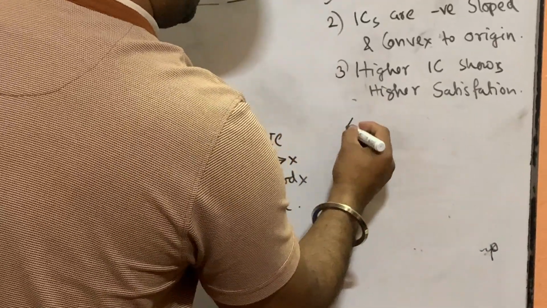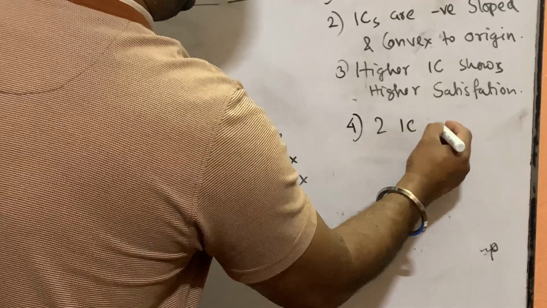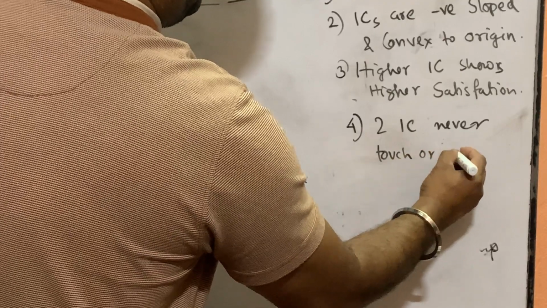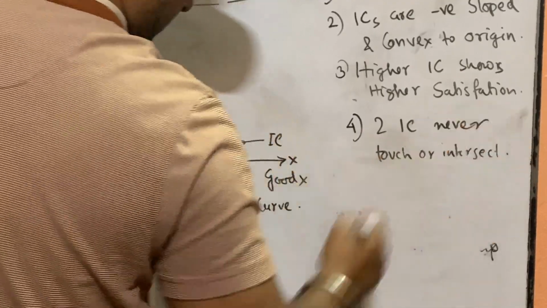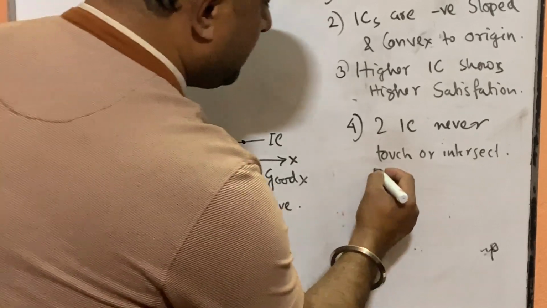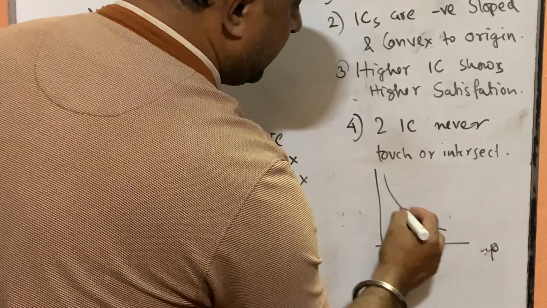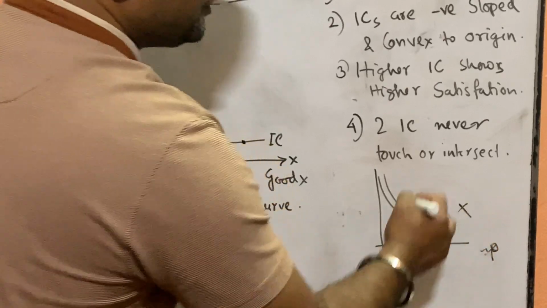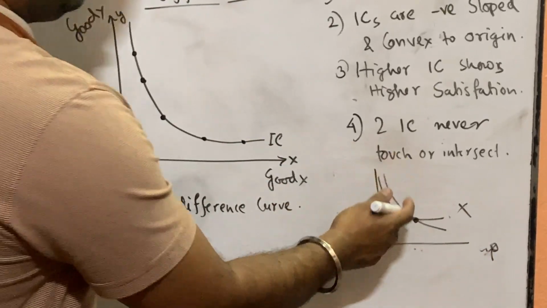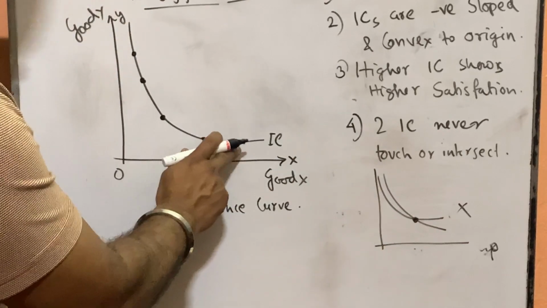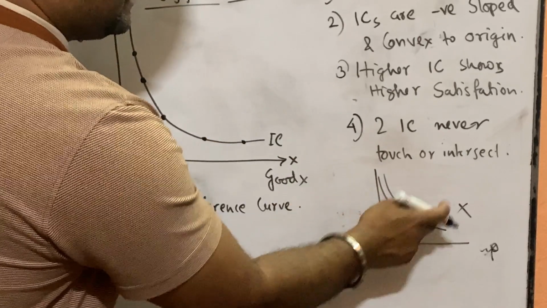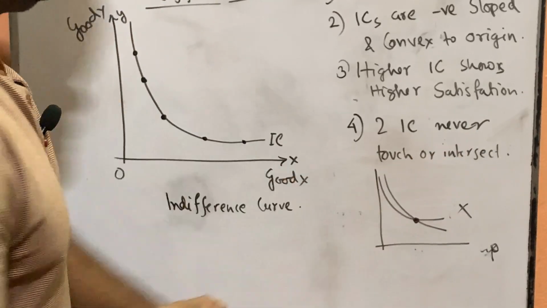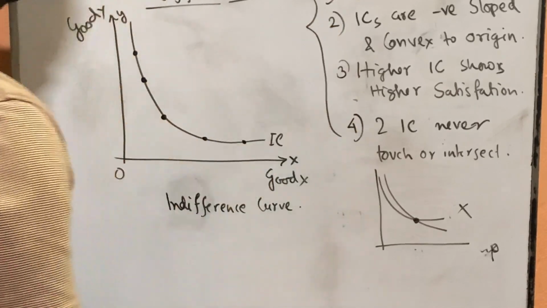The fourth property is that two indifference curves never touch or intersect. Never touch or intersect means this type of situation will never arise. This is one indifference curve and this is another indifference curve. If two indifference curves intersect each other, this situation will never arise, because the consumer always gets the same satisfaction on the same indifference curve. If they intersect, this condition will not be fulfilled. We will come to it later: why two indifference curves do not intersect each other. So these are the main properties of indifference curves.